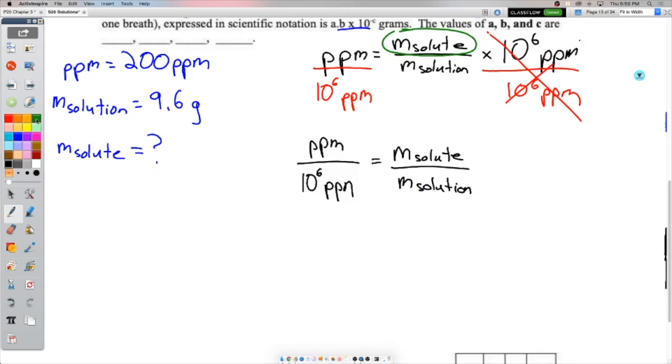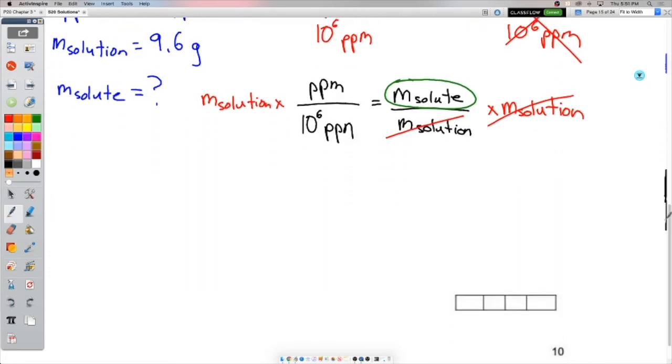And we just regroup, right? Go back to where we were. Say, okay, I still want this. That's never changed. That's been my goal from the beginning. What's happening to it? Well, it's being divided by M solution, right? So that's no good. I need to stop it from being divided by M solution. So the opposite of being divided by M solution, to undo that, is multiplying by M solution. So see you later. And I got to do that to this side too. Okay, M solution times ppm over 10 to the 6 ppm.